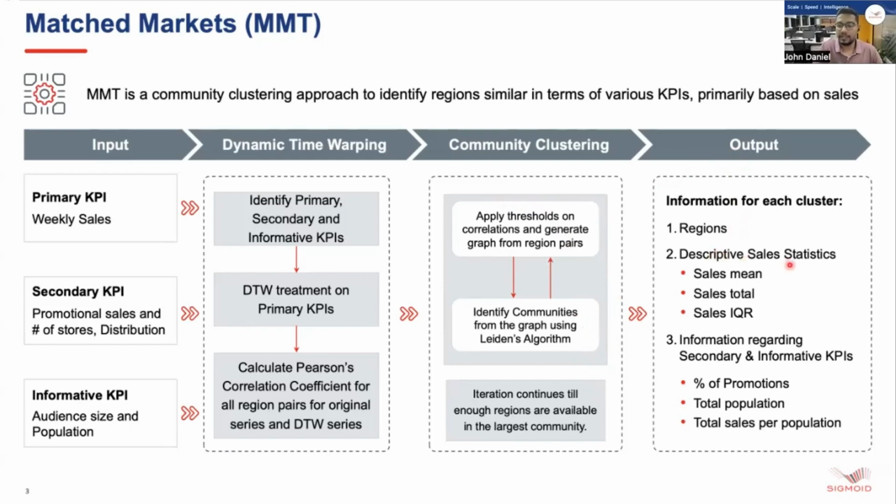And the descriptive sales statistics, such as the mean or average of the sales, total sales, and interquartile range, which is basically the difference between the 75th and the 25th percentile. Apart from that, we also overlay information regarding the secondary and informative KPIs, such as the percentage of promotions done on the regions, total population, and total sales per population.